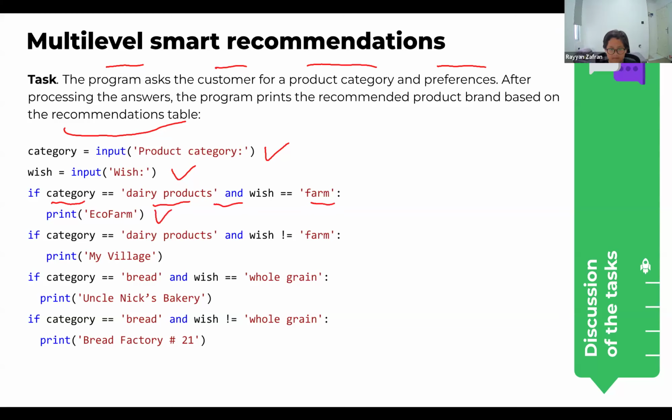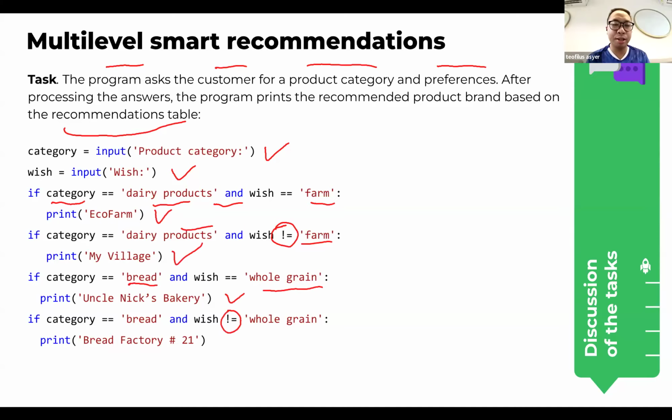Nah, dan wish-nya itu farm, baru kita bisa rekomendasikan produk Eco Farm. Sampai sini paham? Paham. Tapi kalau dia dairy product dan wish-nya tidak sama dengan farm, artinya yang lain, kita akan kasih rekomendasinya My Village, brandnya. Sekarang sama halnya untuk bagian roti atau bread. If category equals bread and wish equals whole grain, you will recommend Uncle Nick's Bakery. On the other side, if the wish isn't whole grain, you will recommend Bread Factory number 21. You got it until here? Iya.